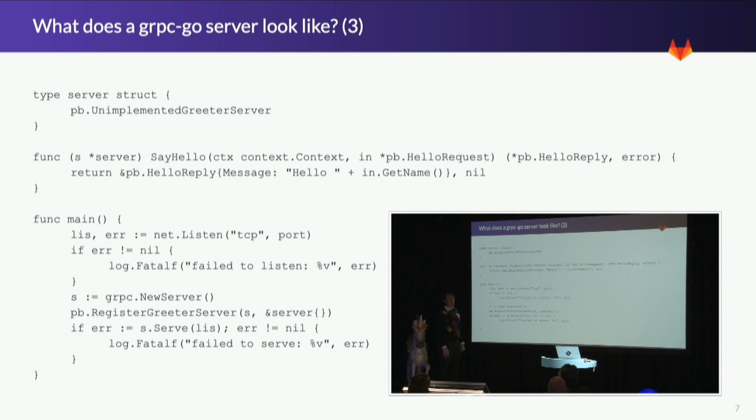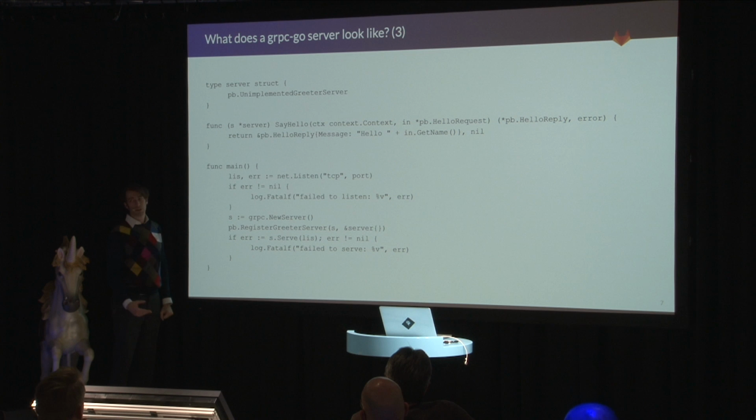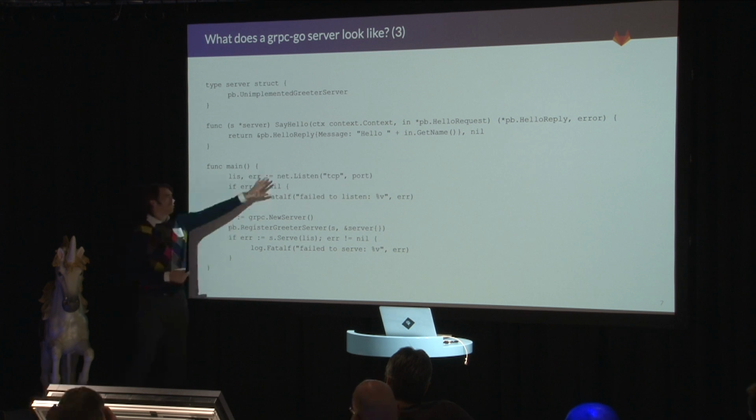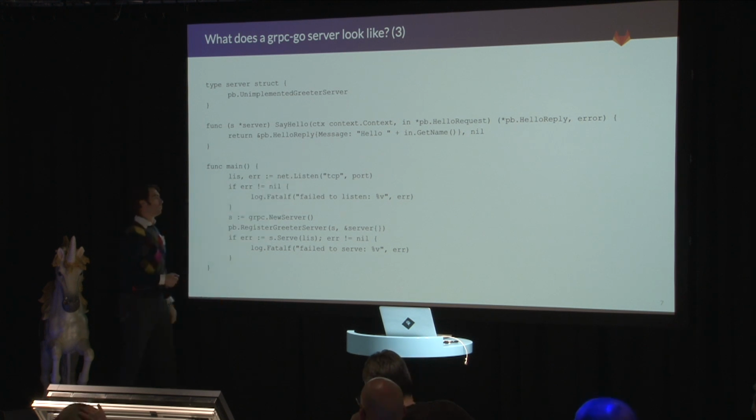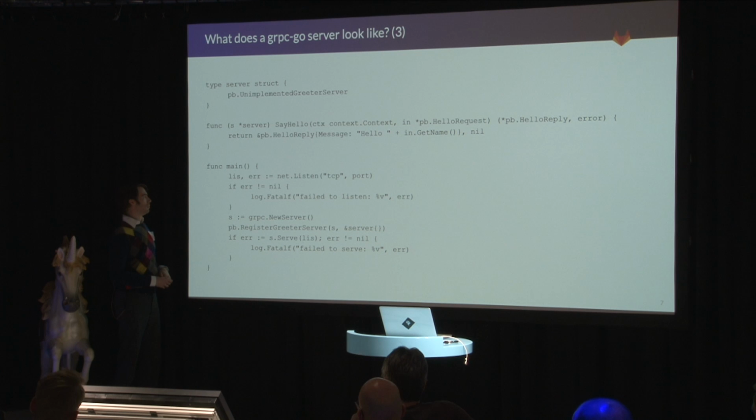And then in your main function, you need to do some more work. You need to create a listener, just a standard library listener. That's one of the nice things with gRPC Go, that it uses a lot of the Go standard library. So it uses standard Go listeners. If you want to listen on a Unix socket, that will work as well. It doesn't care. It just uses a Go net listener.